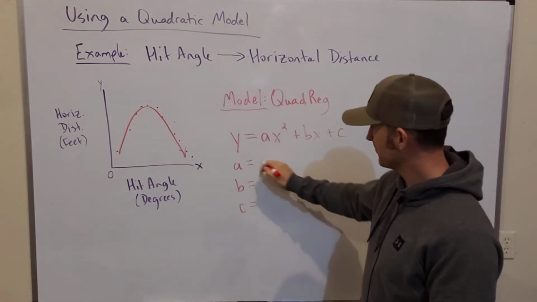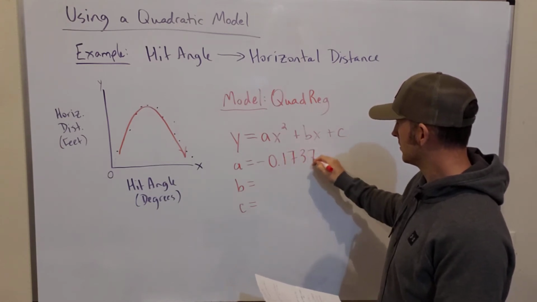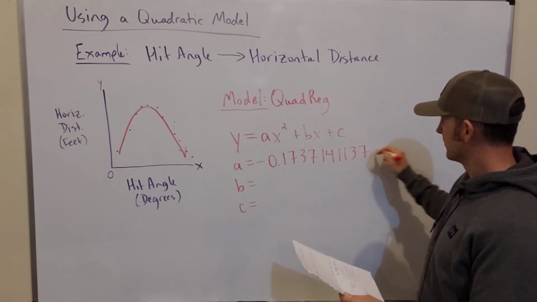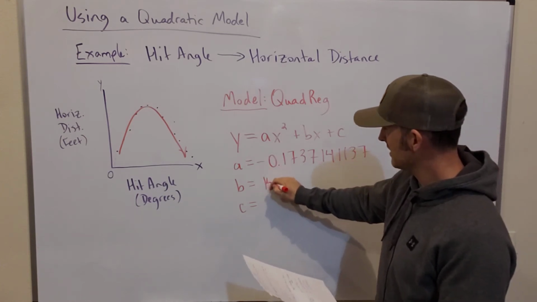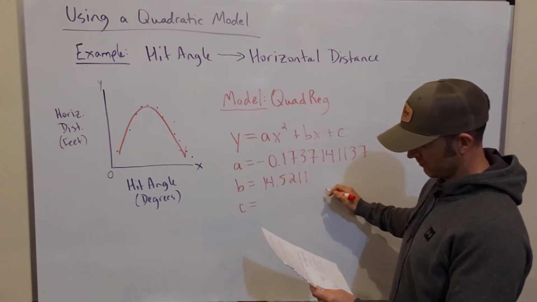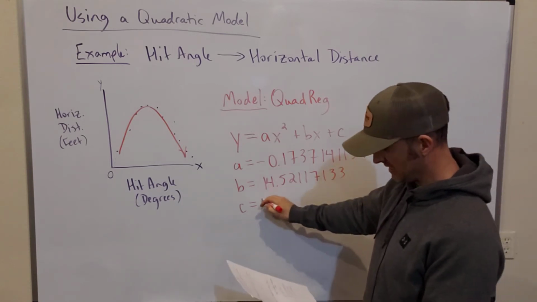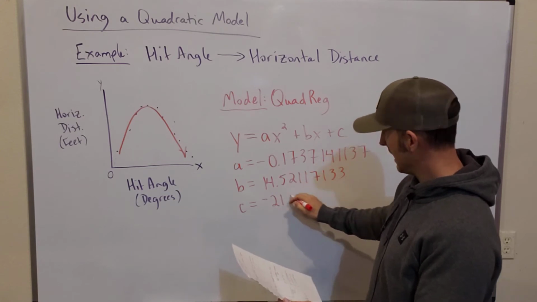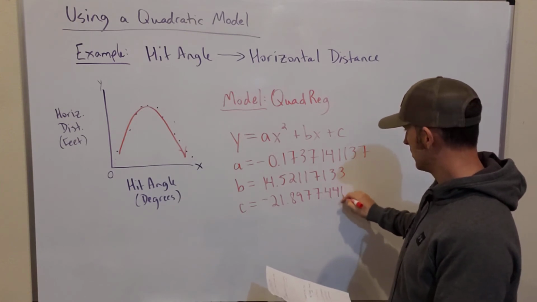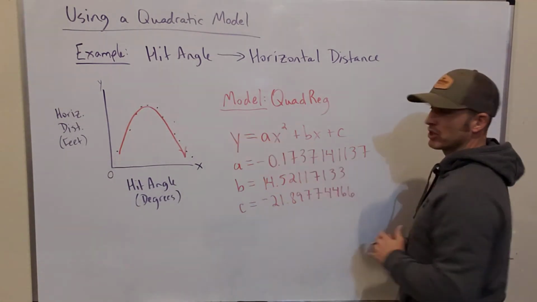So let's say that a is negative 0.1737141137. Okay? And then b is 14.52117133. And finally, c is negative 21.89774466. And so now we have this function for that curve, okay?